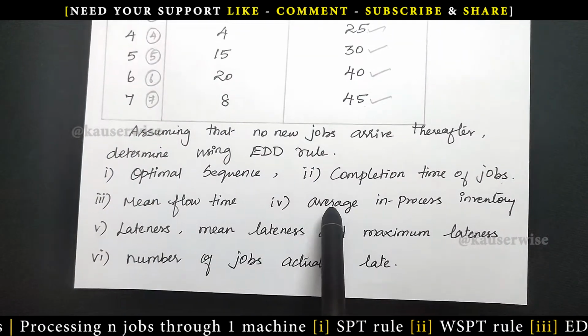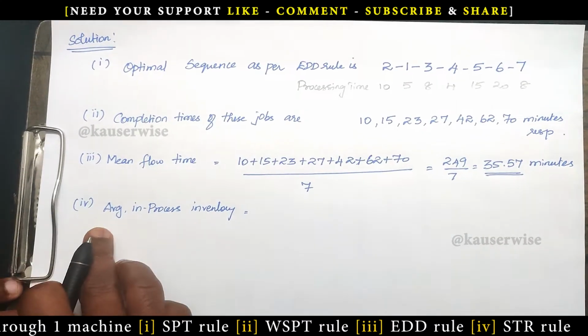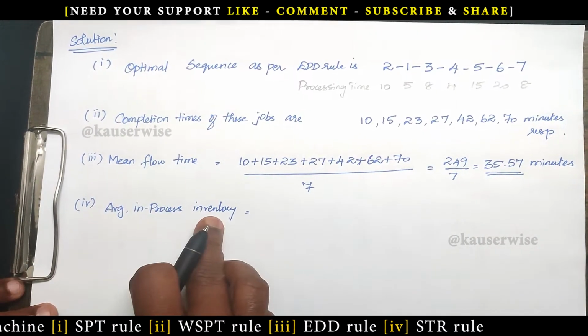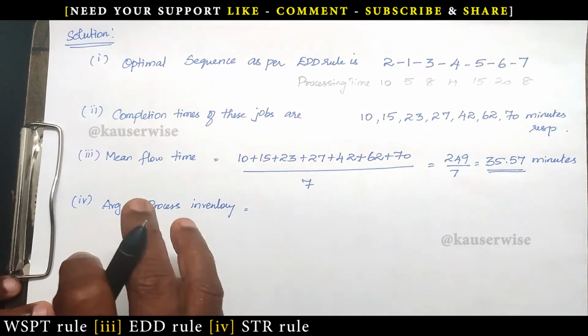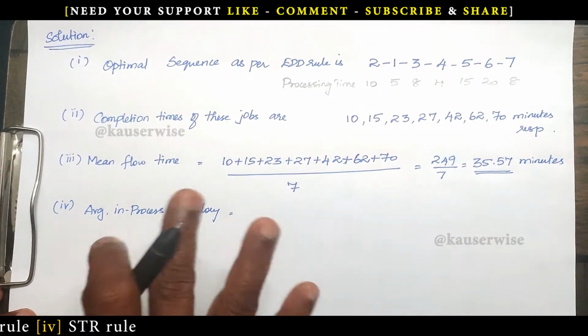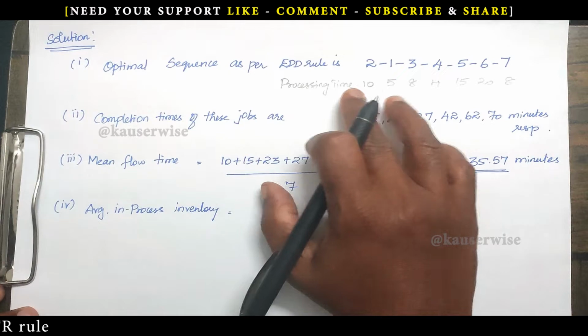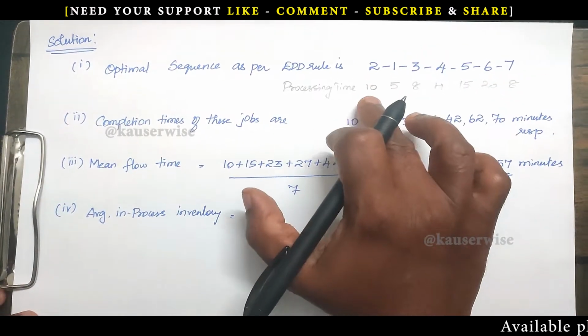The next one is average in process inventory. Okay, see the solution. Average in process inventory means the number of jobs waiting as in process inventory. So here we have 7 different jobs now. In order to process all the jobs, for the first one, the number of jobs waiting is 7.